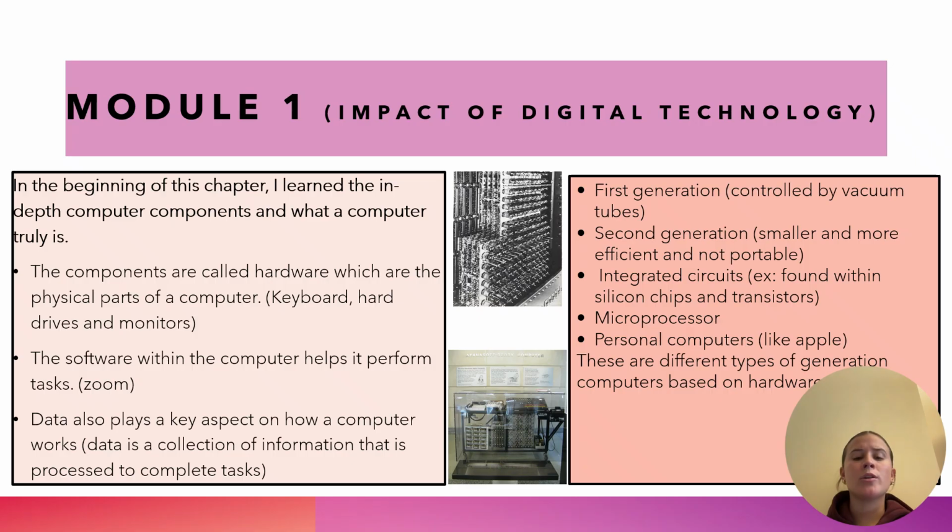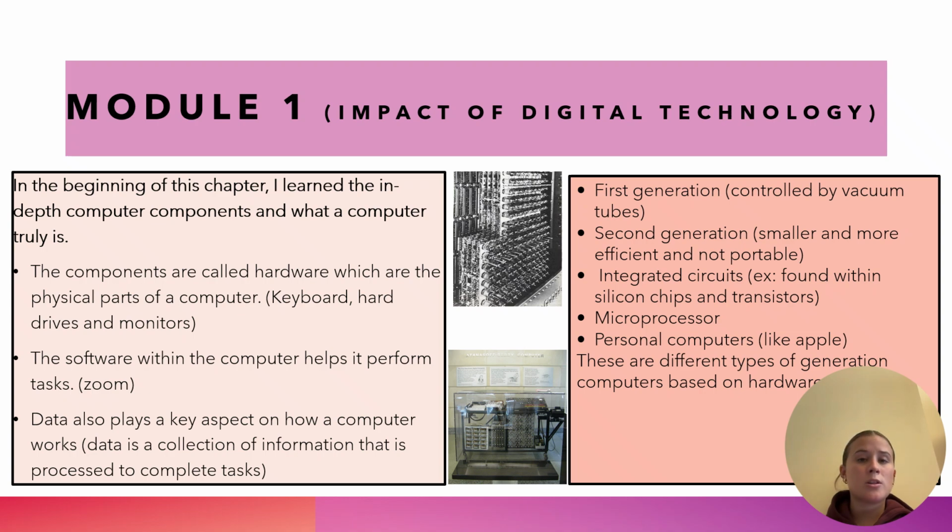The components are called hardware, which are the physical parts of the computer. Examples of this are keyboard, hard drives, and monitors. The software within the computer helps it perform tasks. An example of this is Zoom. And then there's data, which is also very important. Data is a collection of information that is processed to complete tasks.